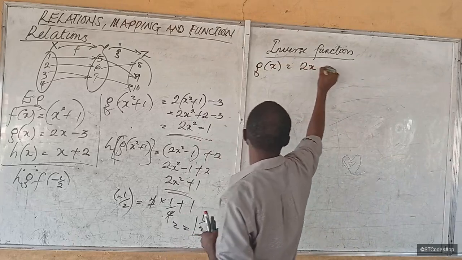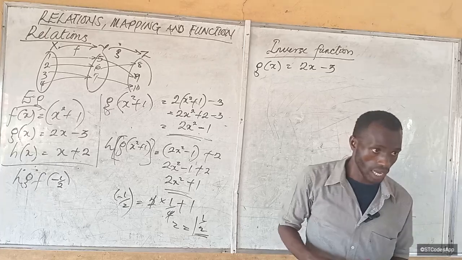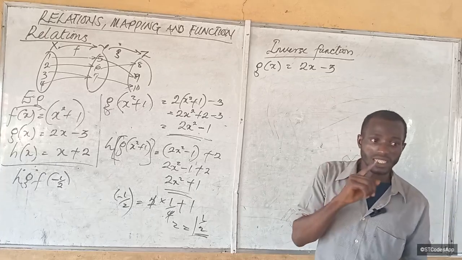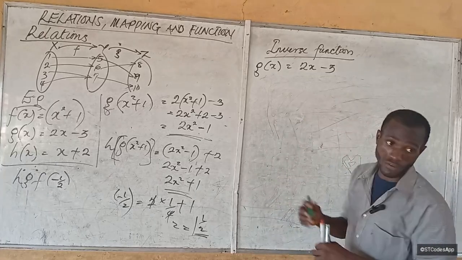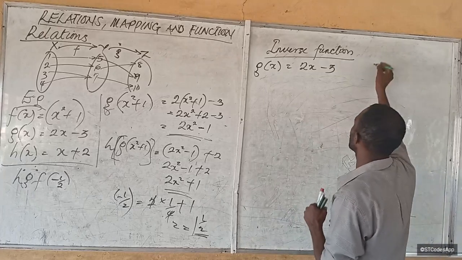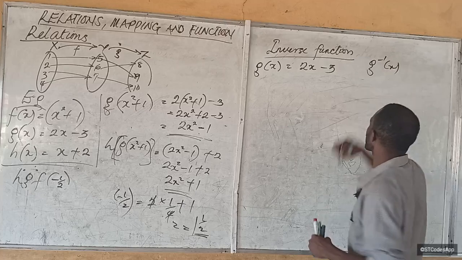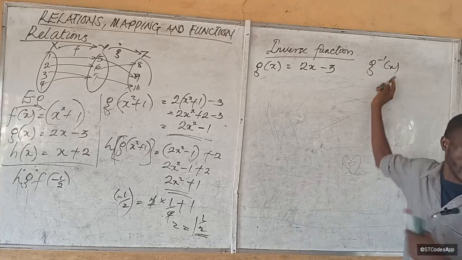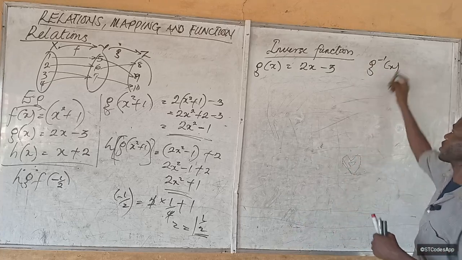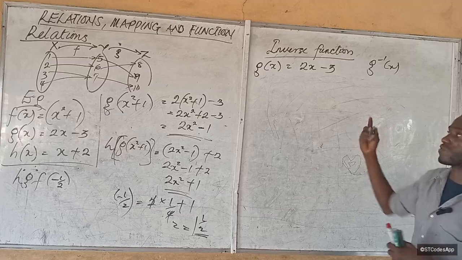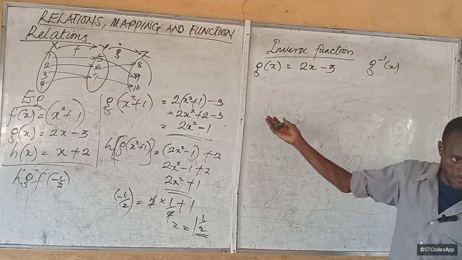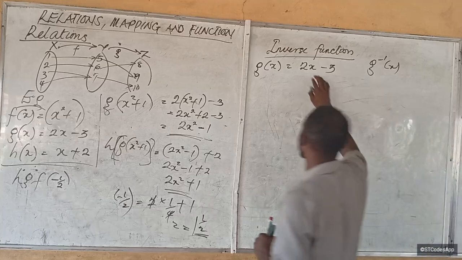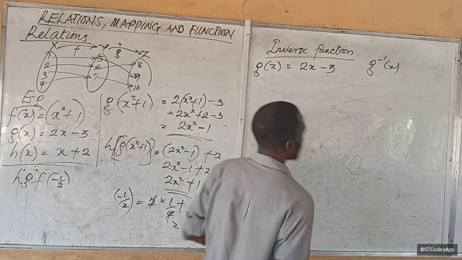G of x is 2x minus 3. So the inverse function of g of x will be written like this: g raised to power minus 1 of x. It is read like this: g inverse of x. Does that make sense? This way we write it, we read it as g inverse of x. Okay? So what do you do here? It's very simple. You simply make x the subject of the formula.